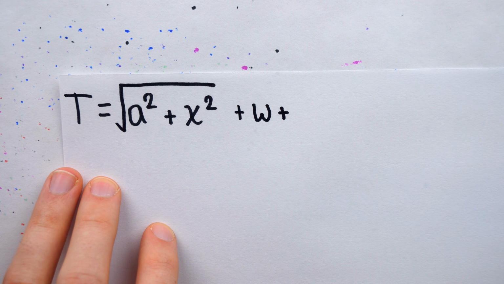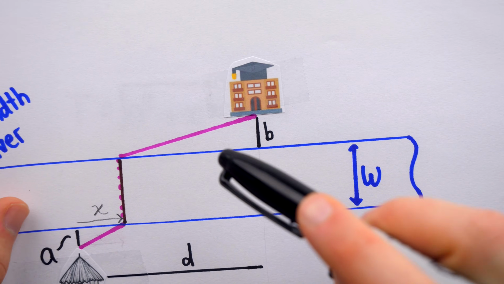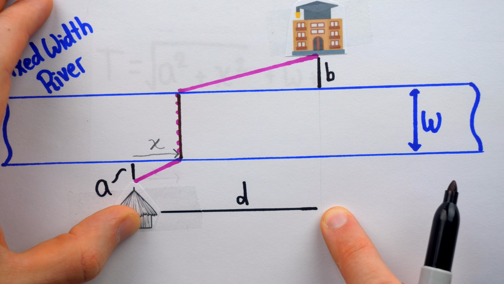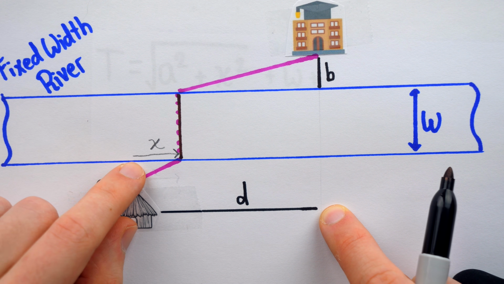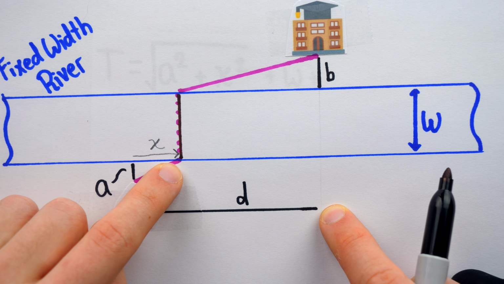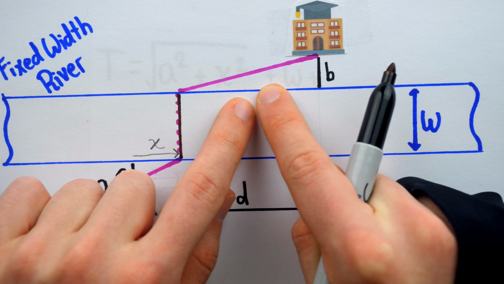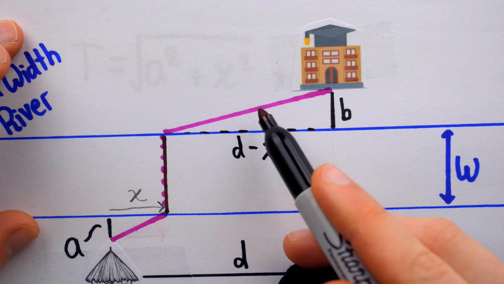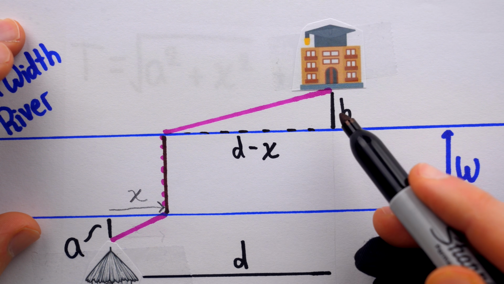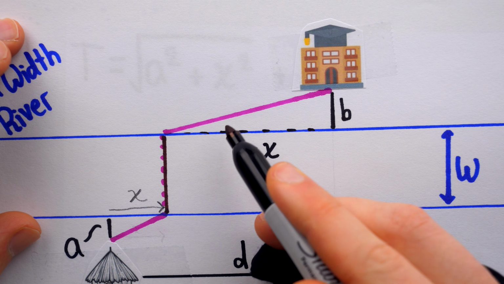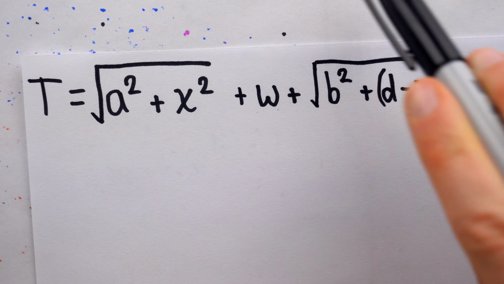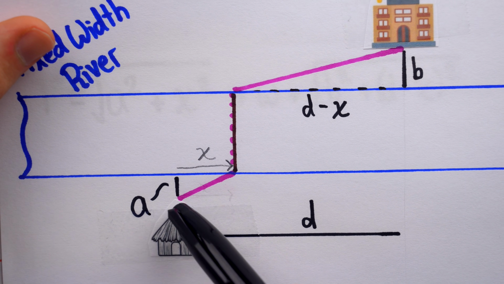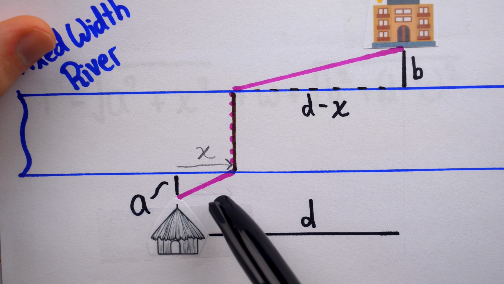Finally, the last leg of the trip takes him from the bridge to the school. We know this total lateral distance from hut to school is d, so since he's already traveled x of it before crossing, he has d minus x left. That means the length of this last part of the trip is the square root of b squared plus (d minus x) squared. And there we have the total distance Adam will need to travel as a function of x, the horizontal distance between his hut and the bridge.